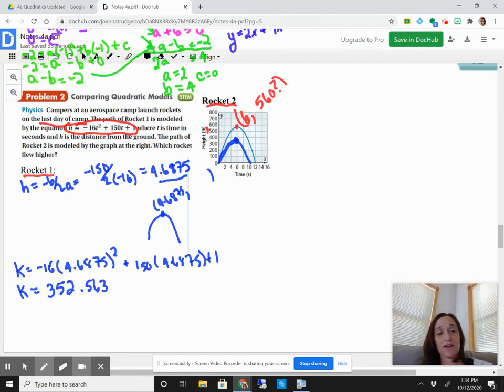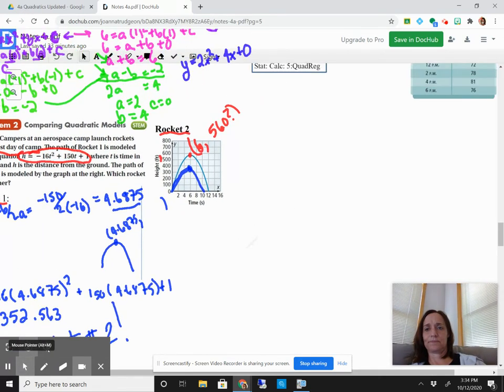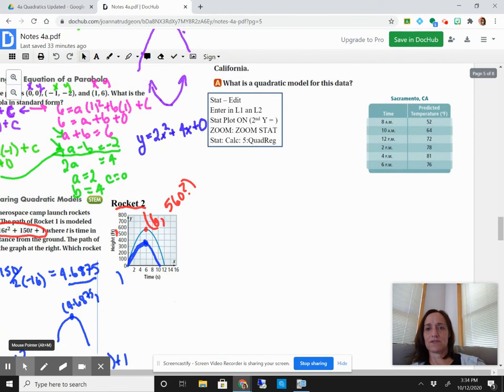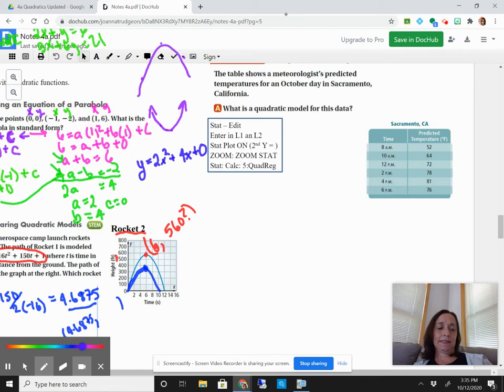So which rocket flew higher? Rocket number 2. Hopefully that was your rocket and not rocket number 1. I remember my kids always talked about it at Central. They would always do that. Maybe they did it at Sunrise too, where they let their rockets go. Okay.